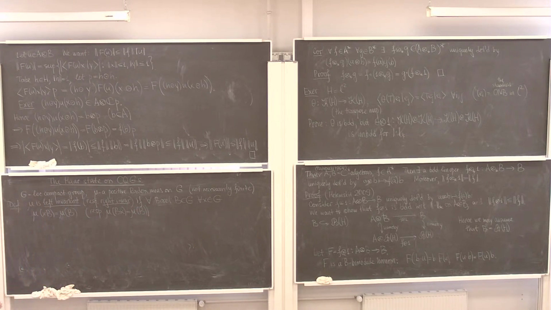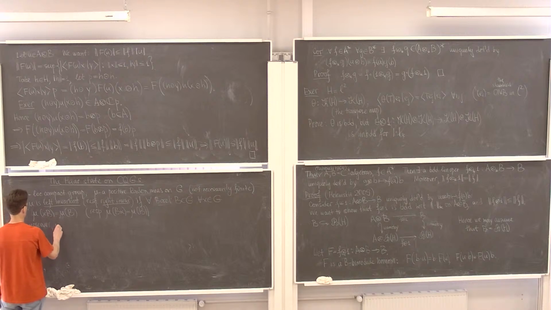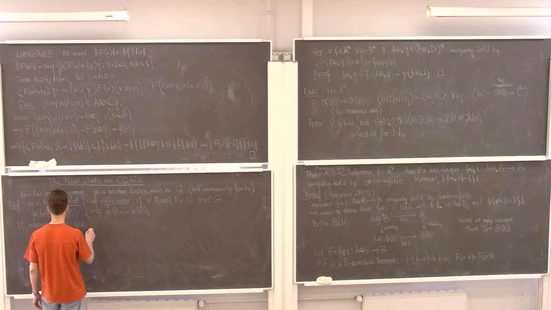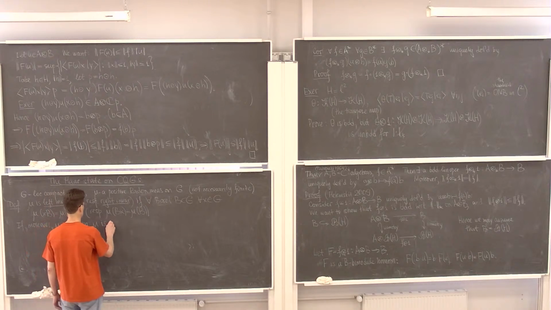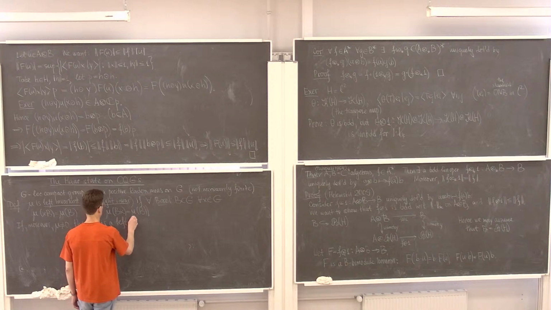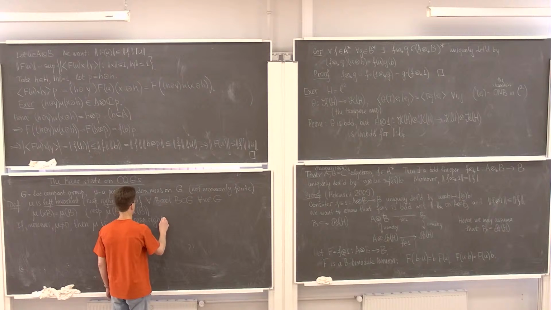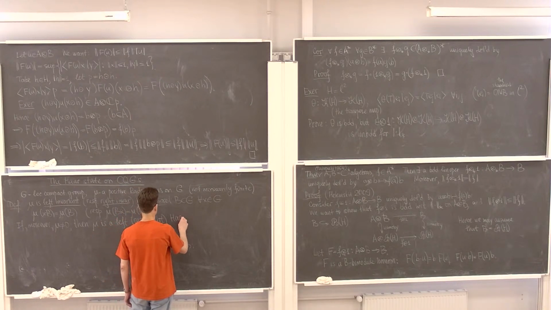If, moreover, mu is not identically 0, if, moreover, mu is non-zero, then such a measure is called a left, or respectively right, Haar measure on G.